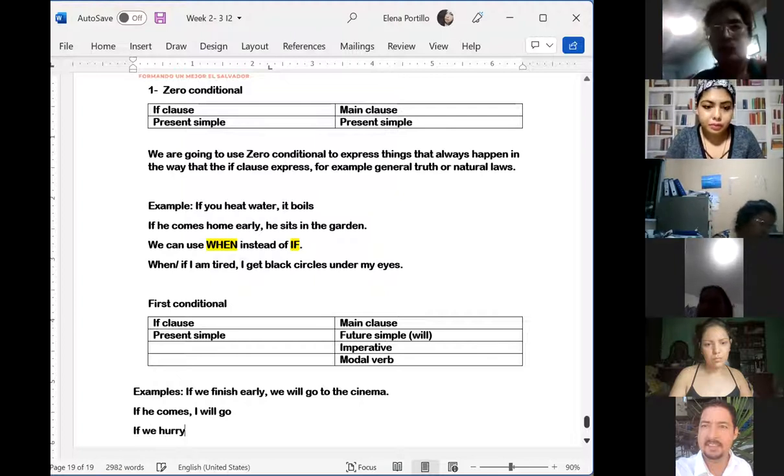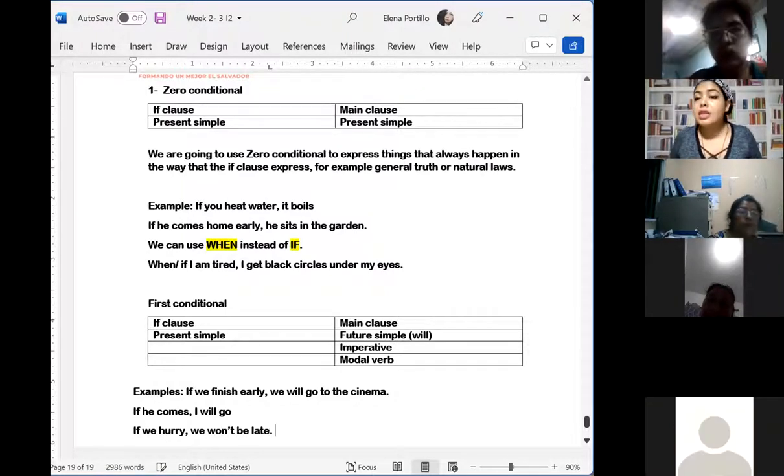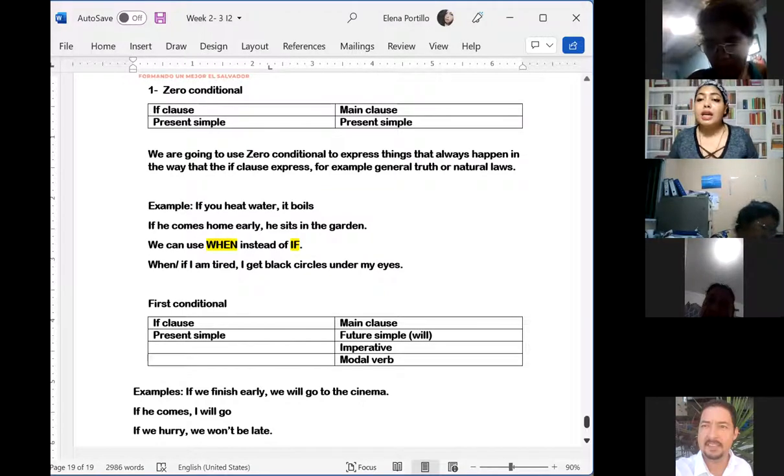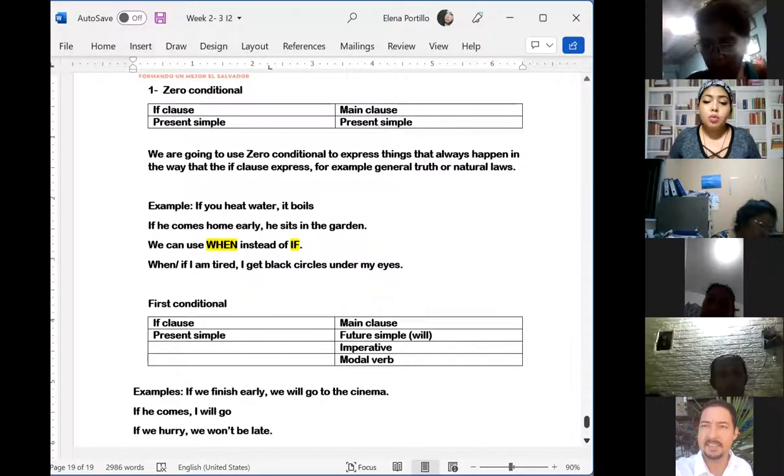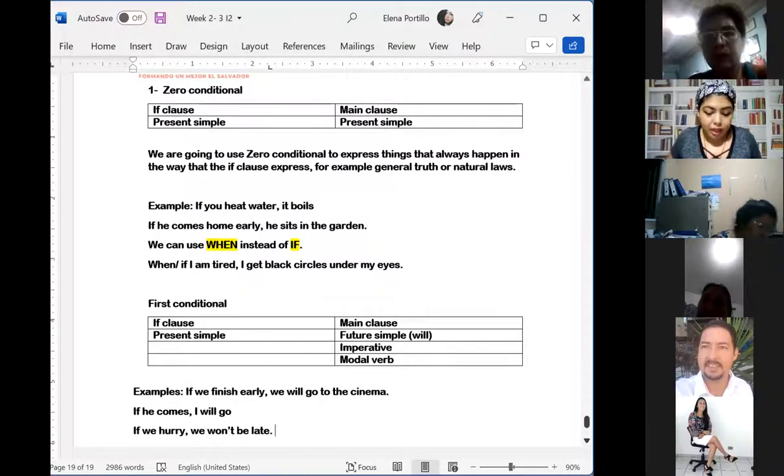If we hurry, it says we won't be late. In this case, we're going to use the negative one. We won't be late. In this case, it is not positive. It is a negative connotation of the sentence. If we hurry, we won't be late. Si nos damos prisa, no llegaremos tarde. That is the negative connotation of the sentence. So we have these examples.